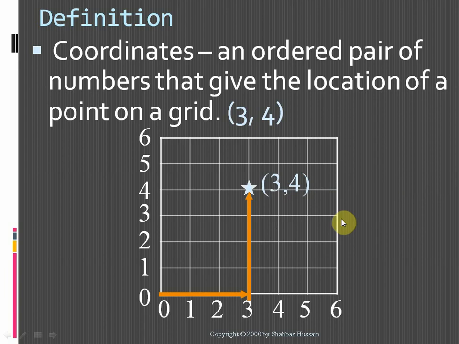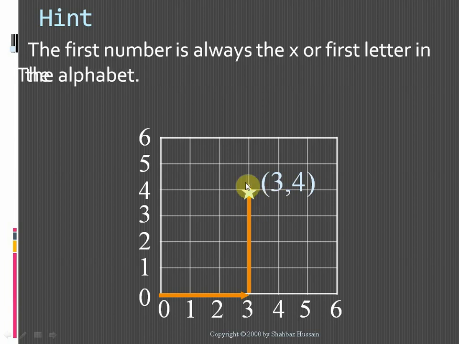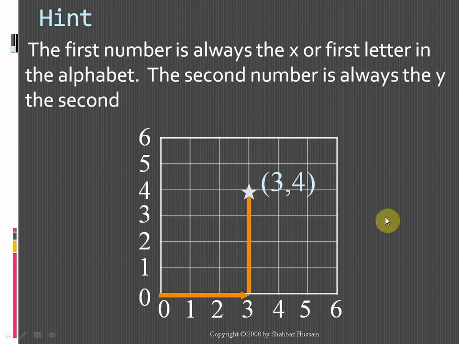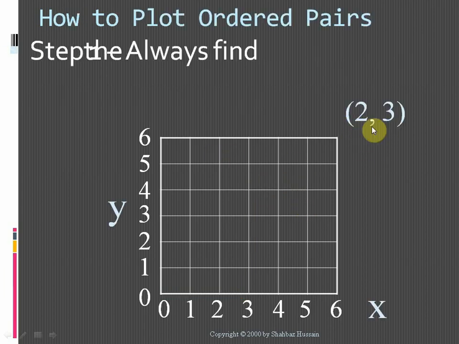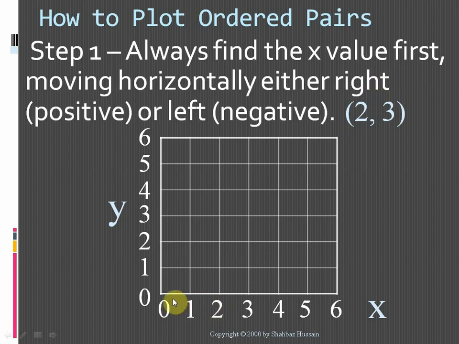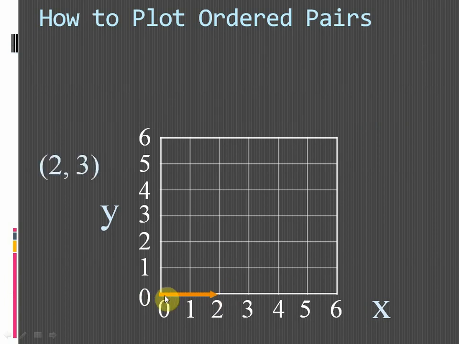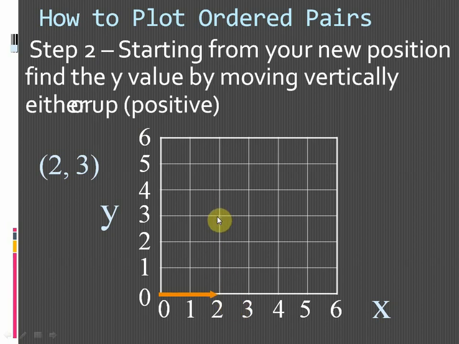Here we have 3 on the x-axis and 4 on the y-axis. This is the coordinate of this point, 3, 4, and the second number is always the y coordinate, and the first is the x. The next point is 2, 3. Step number 1: first we plot the value of x. The value of x is 2, so we go to 2, from the starting point 0, 1, 2. Then for step number 2, on the y-axis we go to 3. So here we have 3.